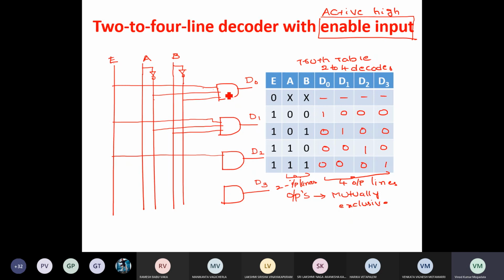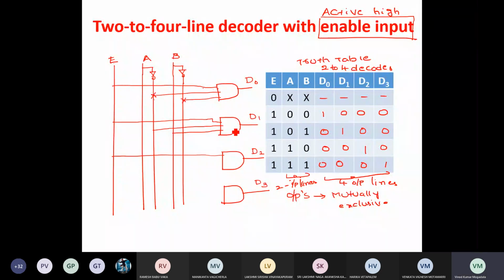So which lines do we need to connect to these AND gates? For D0, which lines have we connected? We have connected A, passed through normally and through an inverter. Why? Because D0 will be 1 only when A and B are 0, 0. So you see here we made a connection from A prime to this AND gate, and another connection from B prime.